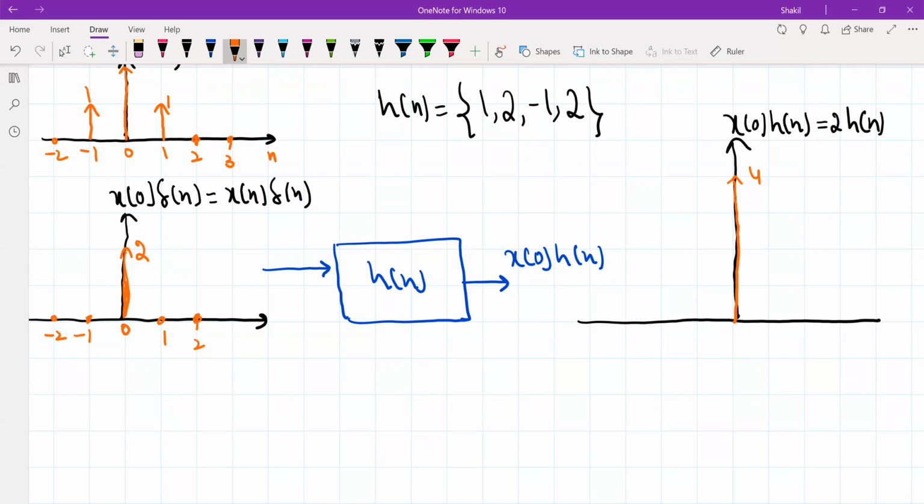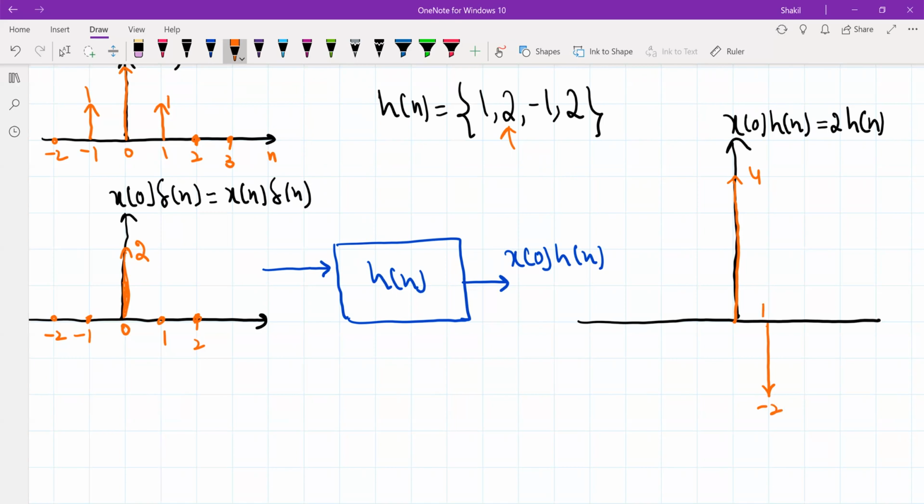Because h of n is, let's suppose this is the value at n equal to 0. So this is 2, so 2 times 2 is 4. Similarly, the value at n equal to 1 is minus 1, and when you multiply that by 2, that will be minus 2.